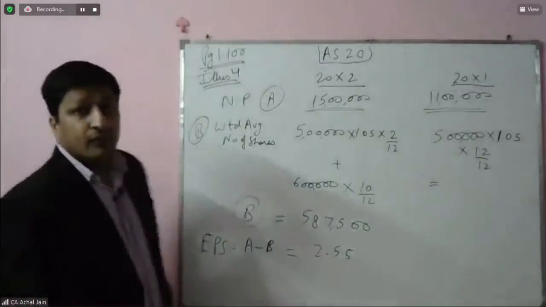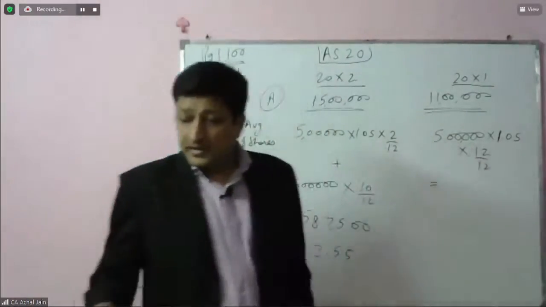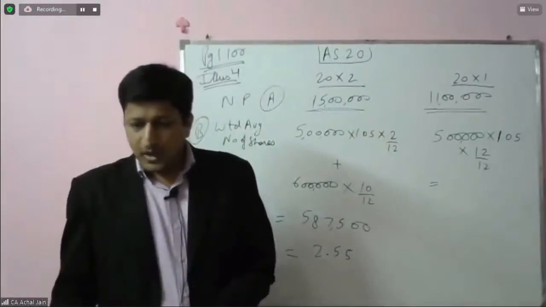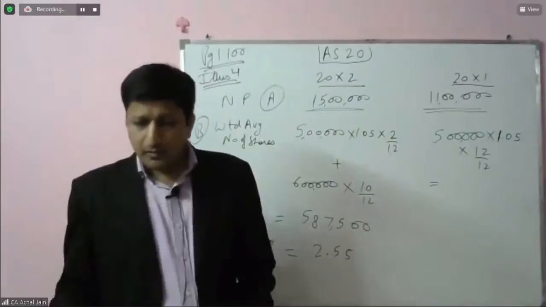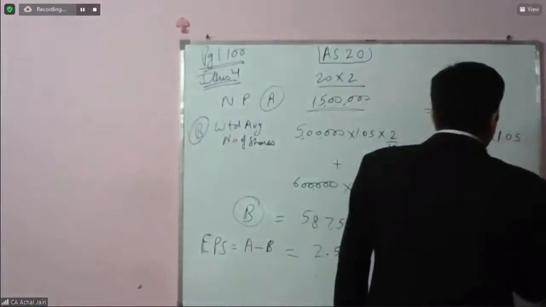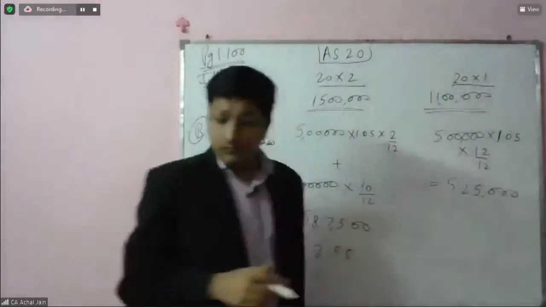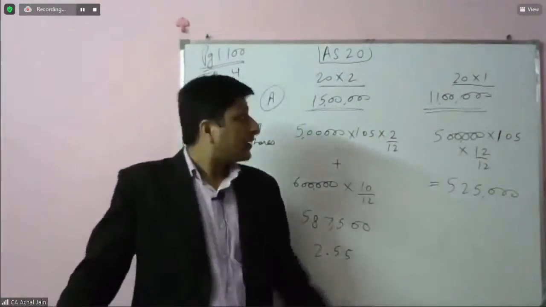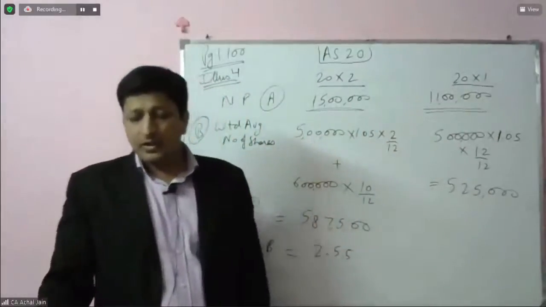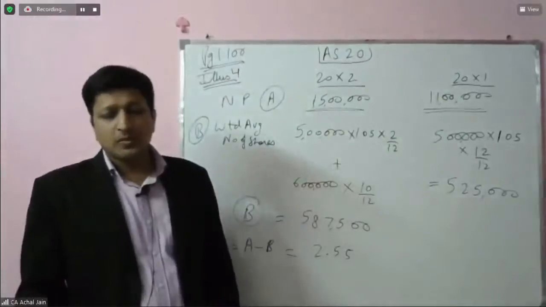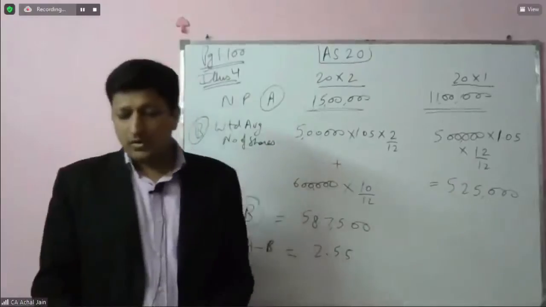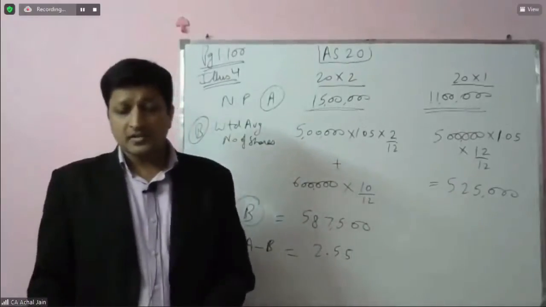So we get 5 lakh 25,000. I'm not sure, Manish, which amount you have computed. So this is 5 lakh 25,000. And here again, what do you compute? A divided by B: 11 lakh divided by 5 lakh 25,000. Can you tell me what's the amount of EPS of the last year?